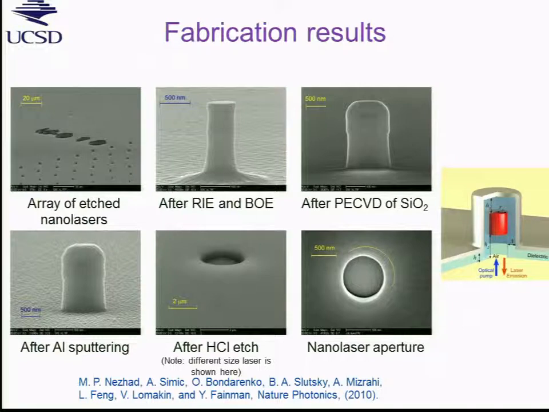This is the gain media after etch. Zoom in on one of the lasers. And this is the indium phosphide pillar. Then we cover it with silicon dioxide and sputter aluminum. Then glue it to a carrier substrate, or microscope slides or something like that, using SU8. And then chemically etch out the indium phosphide substrate. We end up with the hole where the pillar was.